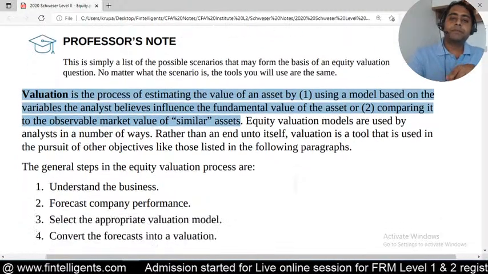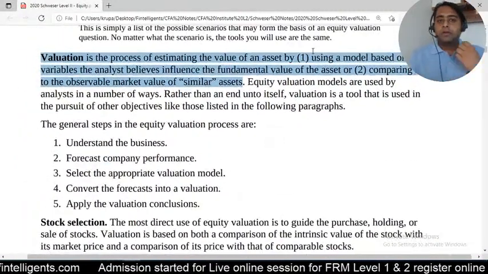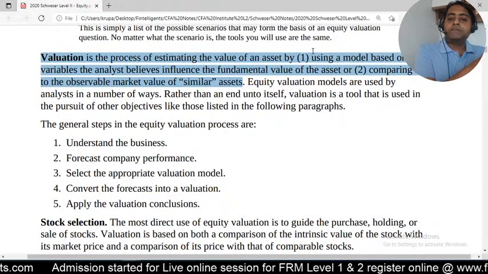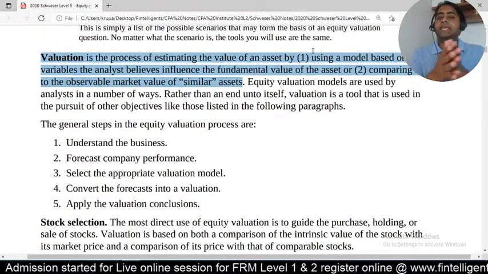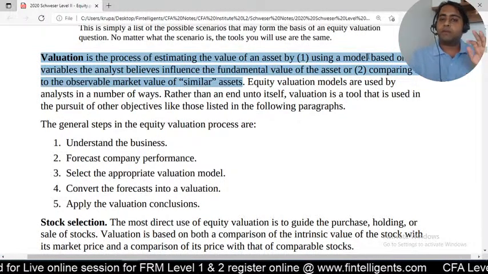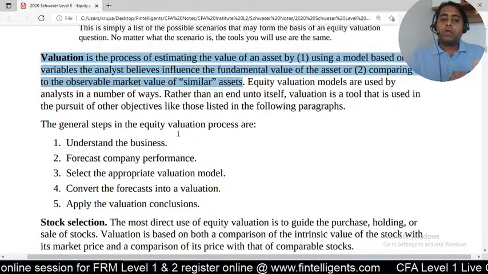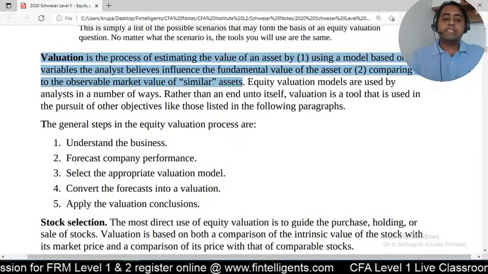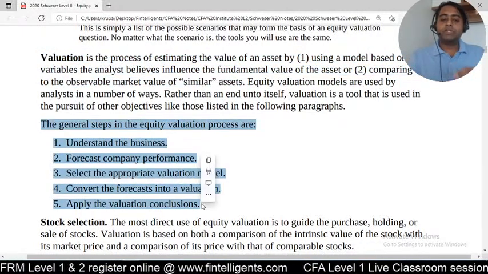All good? Perfect. So basically the first model is to identify the fundamental value. The second model was to compare between the assets. That is the reason we go and do the equity valuation process. Now, let us talk about the steps that are generally used in the equity valuation process.